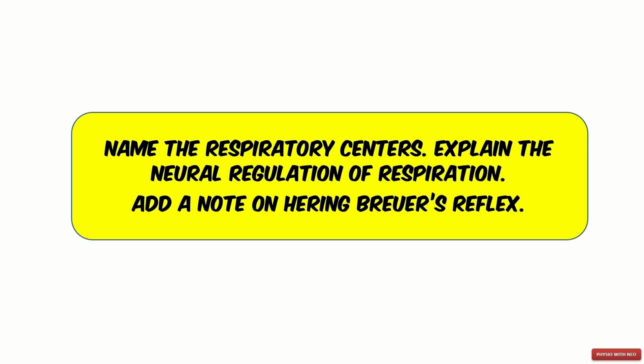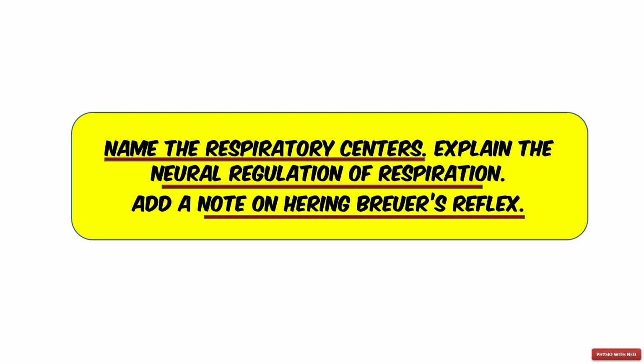Now look at this question carefully. Name the respiratory center, explain the neural regulation of respiration, and add a note on Hering-Breuer reflex. The biggest mistake that most students make is, the moment they see a long essay question, they panic. But the toppers do something different. They immediately divide the answer into headings like respiratory center, neural regulation of respiration, and note on Hering-Breuer reflex. The moment you divide the answer, your brain becomes calmer, and the examiner understands that your answer is organized.